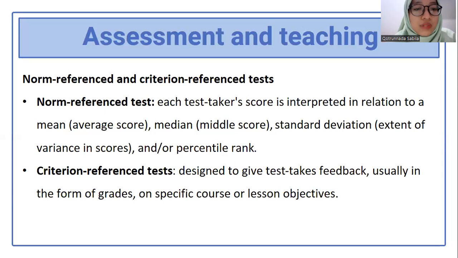And criterion-referenced tests, on the other hand, are designed to give test taker feedback, usually in the form of grades, on specific course or lesson objectives. Classroom tests involving the students in only one class and connected to a curriculum are typical of criterion-referenced testing.